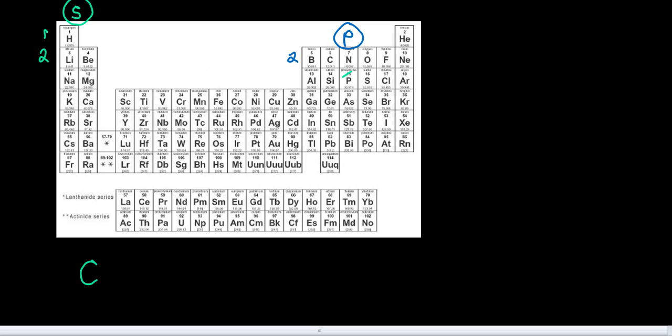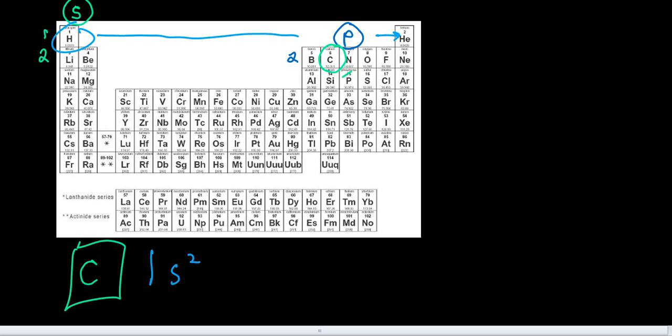Let's try another atom such as carbon. Now carbon is right over here in the second row of the periodic table. To get to carbon, as we fill in the 6 electrons in carbon, we pass through the first electron, we have hydrogen, work our way over to helium. So at this point, our configuration would look like this: 1s2.